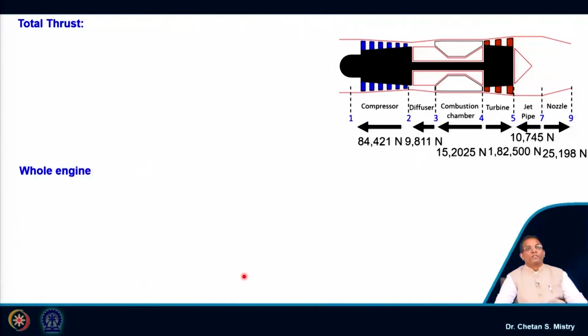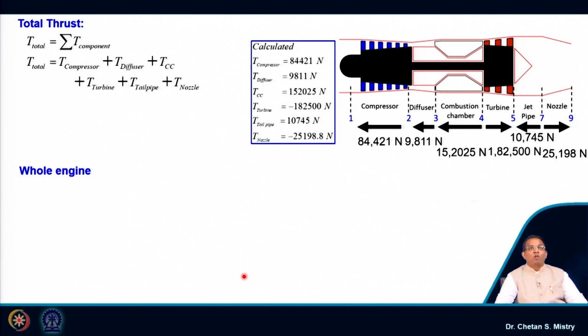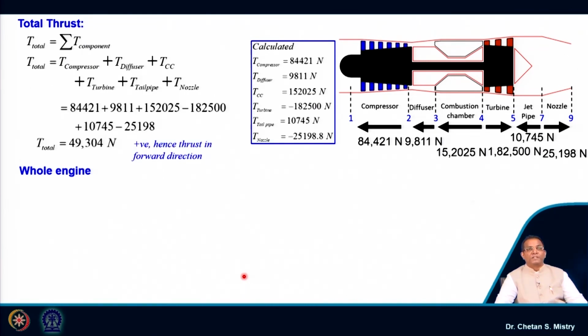Now, if we put together the total thrust, that is nothing but the summation of all these components, then the magnitude comes out as 49,304 Newton, and that is positive, hence my thrust will be in the forward direction.